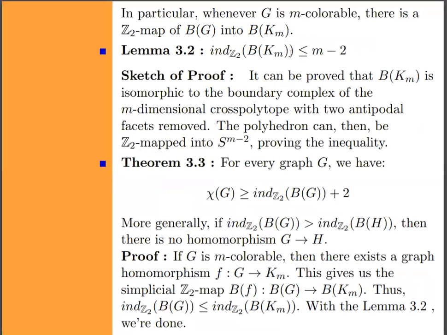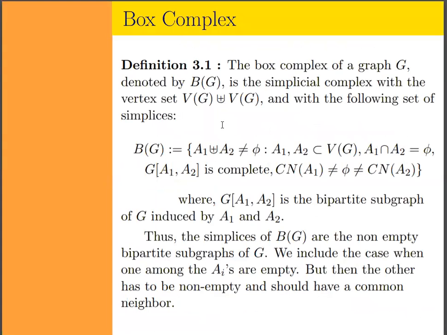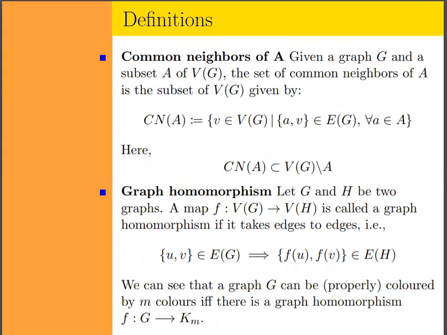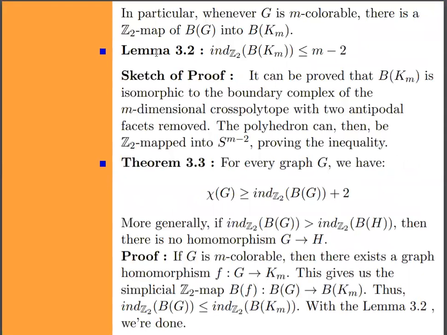In particular, whenever G is m-colorable, there is a Z2 map from B of G into B of K_m, because just by taking the functor B on the map F from G to K_m, as we had mentioned here, if G is m-colorable, then there is a map from G to K_m, so we can apply B on it and get a Z2 map from B of G to B of K_m.